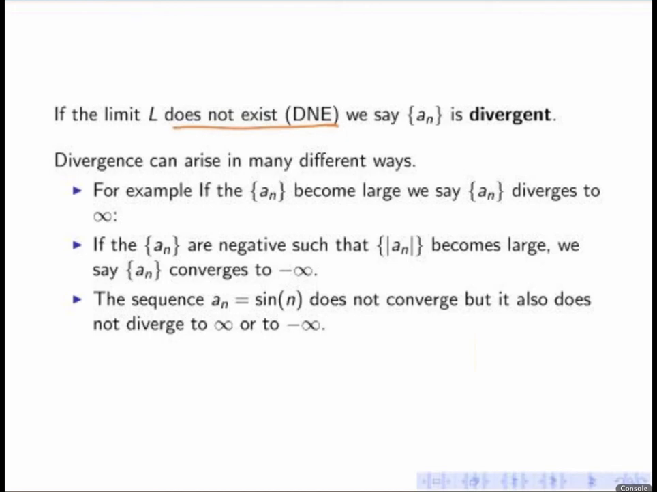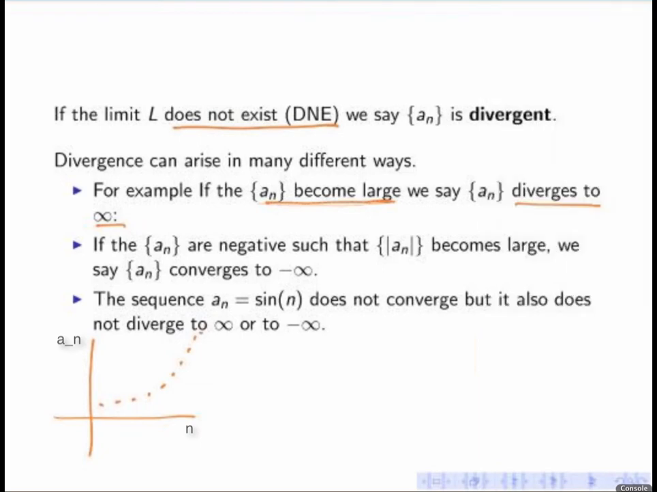Now divergence can arise in many different ways, and we have seen a few ways already before. One way would be, let me sketch this here: if you have a sequence of values which really grows and grows and doesn't stop growing, so the a_n become very, very large, then we say the sequence diverges to infinity. So right here.